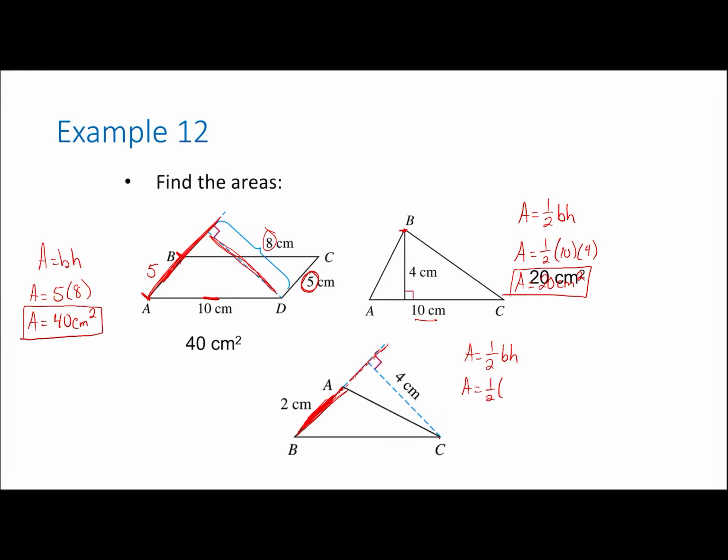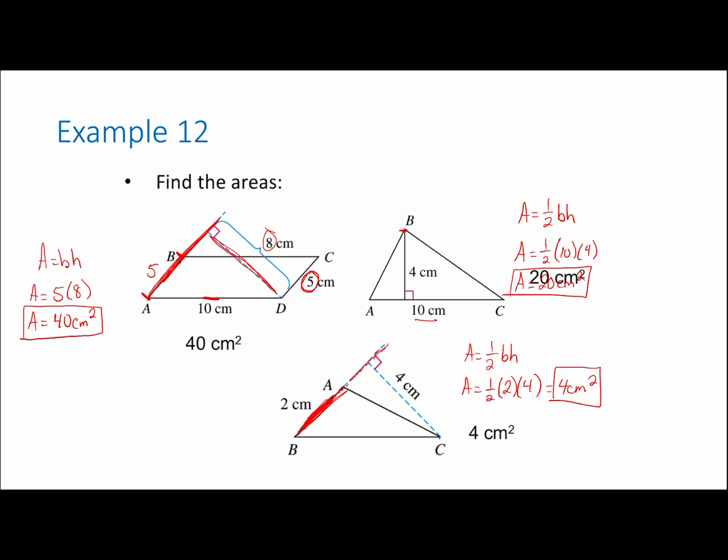And so our base here is 2. The height is 4. And so again, 4 times 2 is 8, and it's half of that. So it's 4 centimeters squared. And again, there's our final answer.